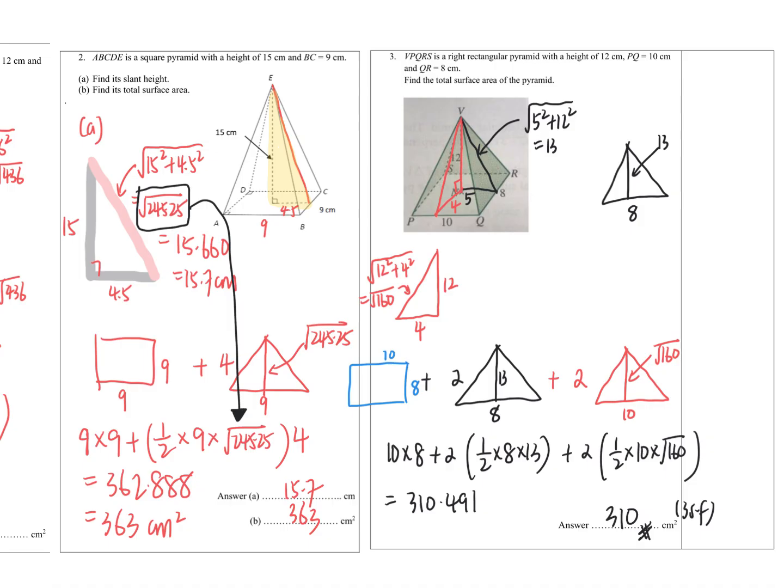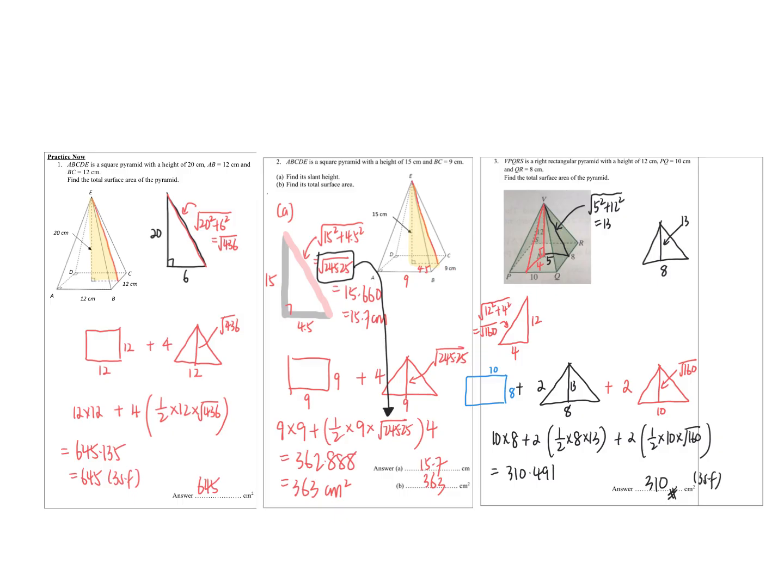Okay? So, these three, the first two same, right? All square base. So 4 triangles, all the same. But if it's rectangle, you need to use Pythagoras theorem 2 times. Okay? So that's the only difference. Okay, I just want to go to this part.